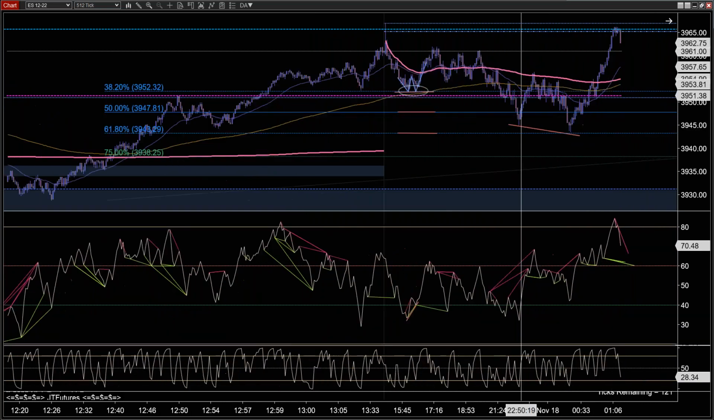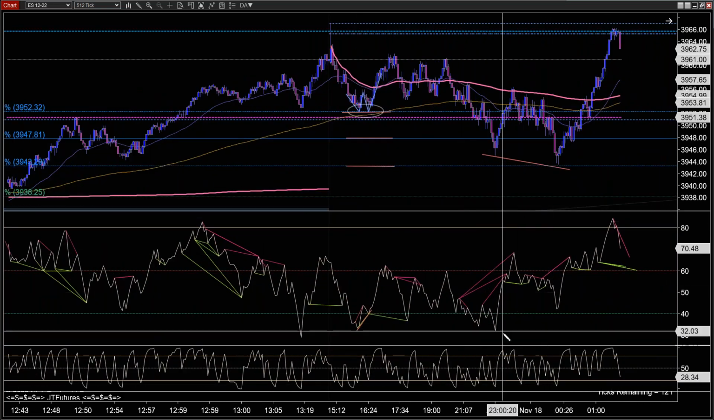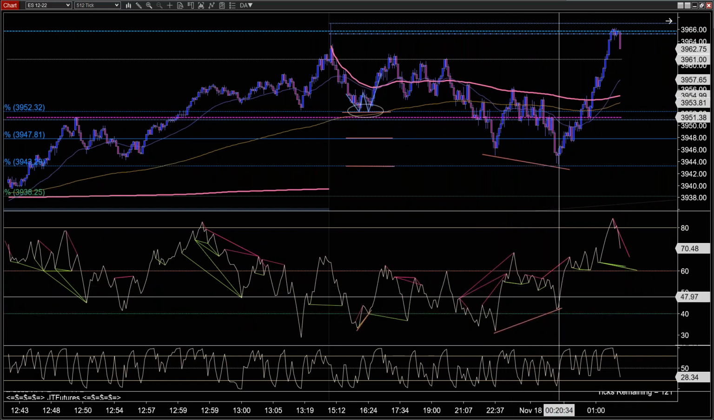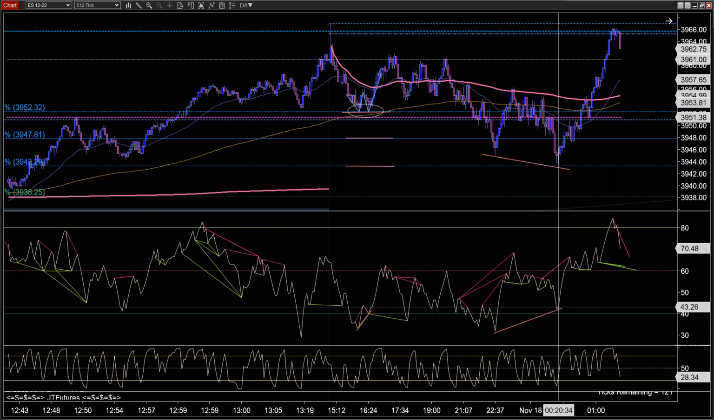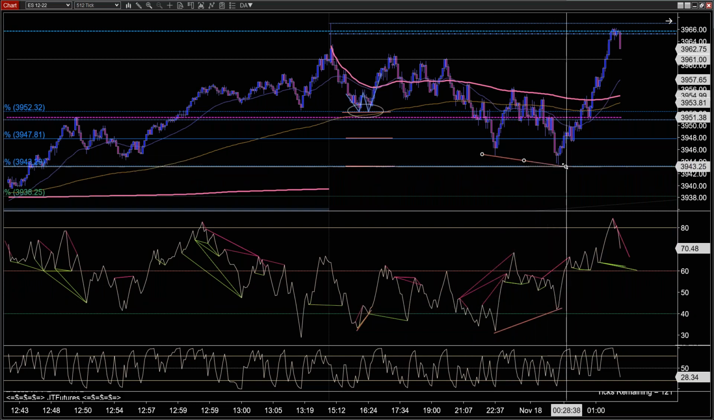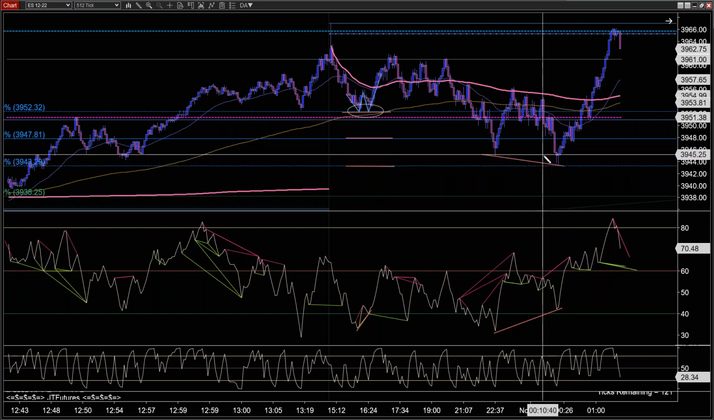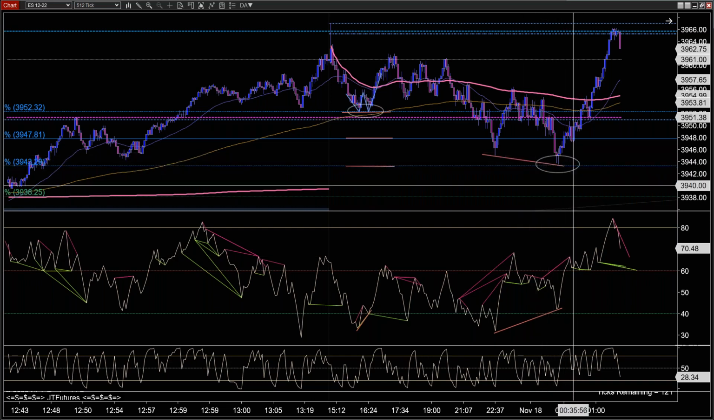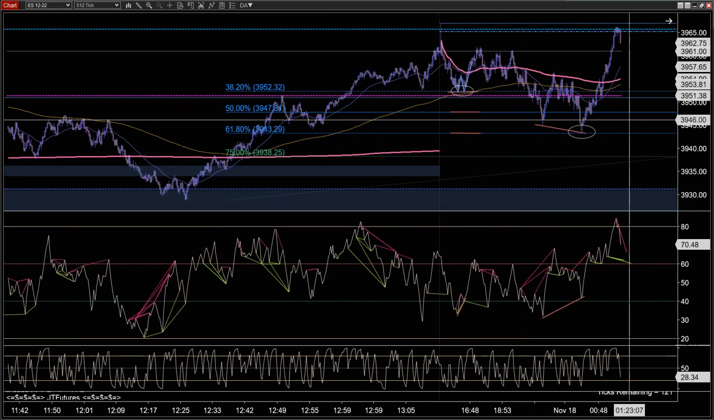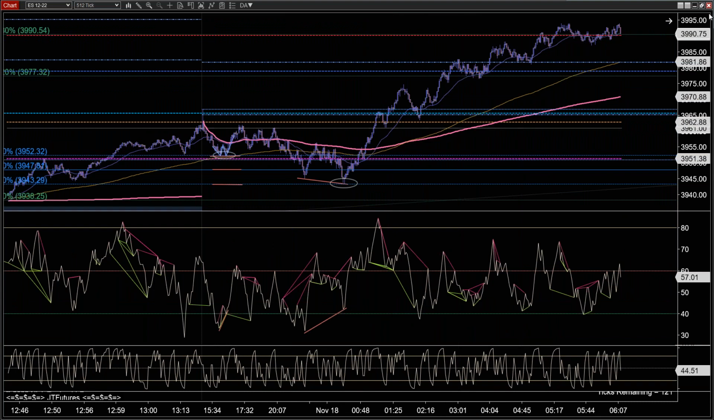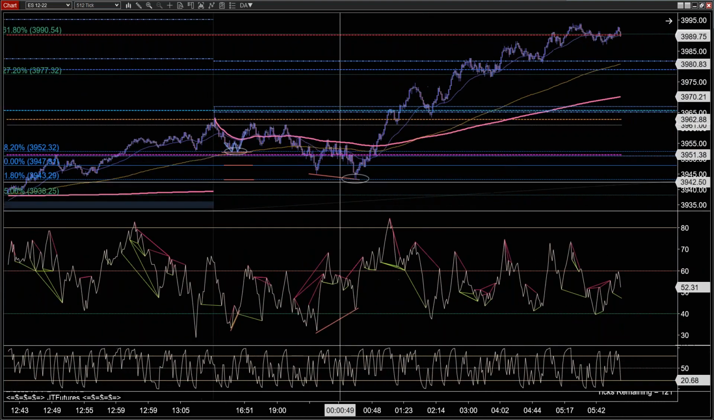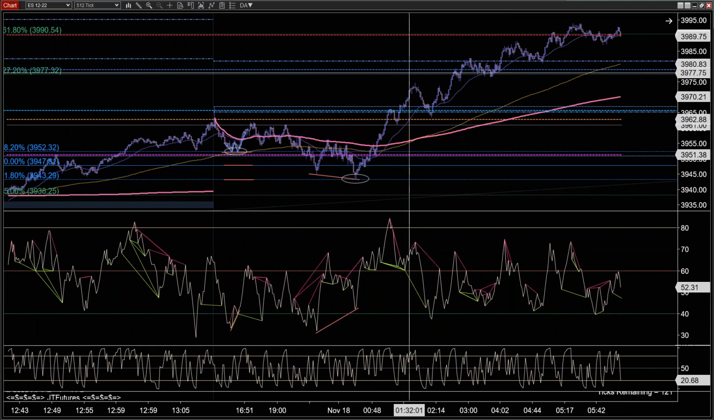And in this instance, look at the divergence that we got here. Significantly higher low on the RVI indicator, significantly lower low on price. And we were right at that beautiful little area that would make sense to hold. And sure enough, got a beautiful push throughout the overnight session, okay? So that's just one example using Fibonacci.